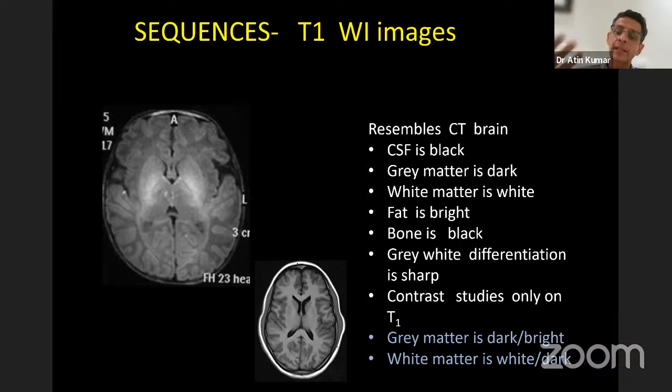The contrast material or the dye which we give appears bright on a T1 weighted image. So if you are giving contrast, you would want to do a post-contrast T1 weighted image to look at any enhancement which may be seen for any indication. Like Dr. Manisha told, the indication remains the same. If you're thinking in terms of any infection, any tumor, or even inflammation, then you want to give contrast. And after contrast, the areas will appear bright on a T1 weighted image.